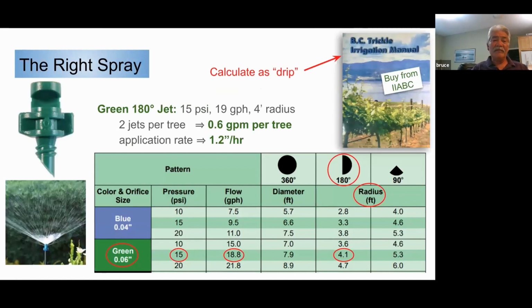Sprays, microjets, we're utilizing 2 per tree. We can emulate, as it shows there, the BC Trickle manual is how you would determine your calculations. So what we're looking at when we're using sprays, again, typically is a spray 1 or 2 per plant. So we're addressing the needs of that one given plant, just as you would with your drip irrigation. Sprays, again, would be selected based on the radius, the distance they're throwing out, the size of the orifice, I keep maintaining that, and the pressure you're going to be operating at, as well as the arc, half circle. Okay.